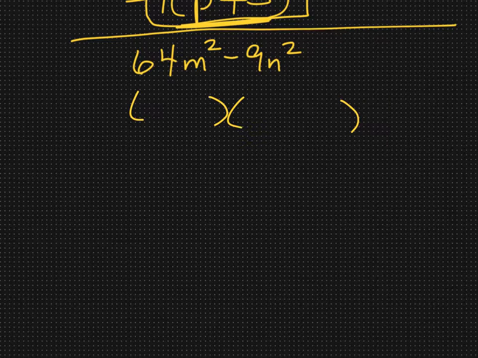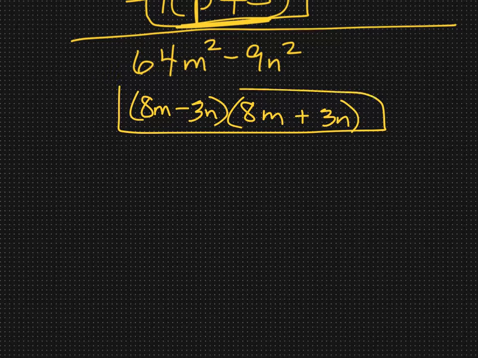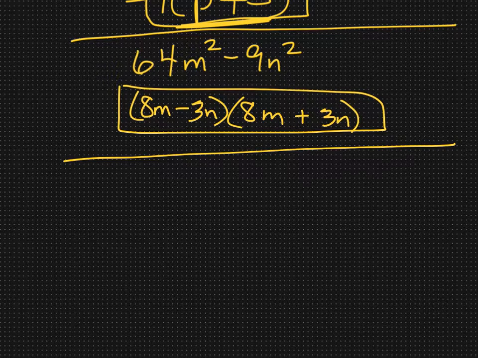So 64 will go 8m and 8m. 9n squared will go 3n and 3n. And one of those gets a plus, it doesn't matter which one. The other one gets a minus, it doesn't matter which one. And we're finished. 8m minus 3n, 8m plus 3n. The difference of squares.